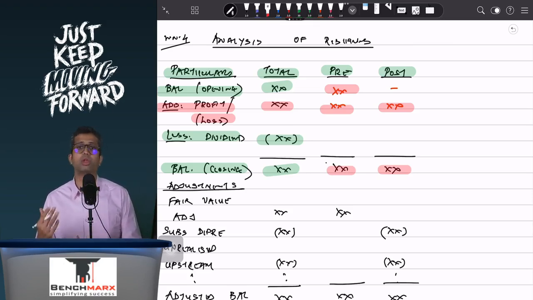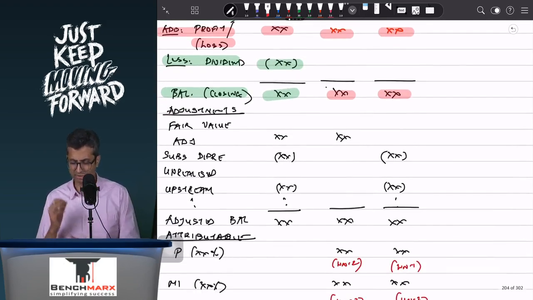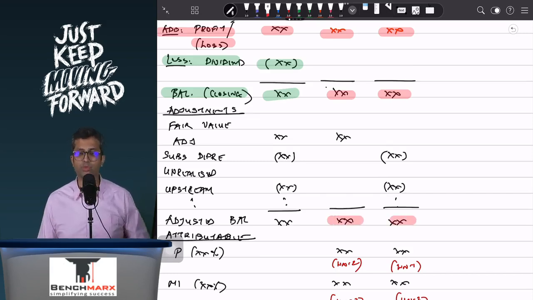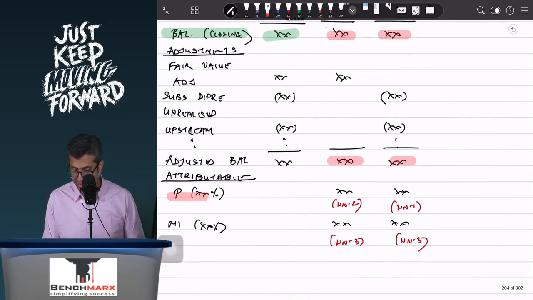Now, there might be a lot of other adjustments which we will study, like fair value adjustments, depreciation, various adjustments, and then you will come to the adjusted balance. This adjusted balance will be attributable to whom? Sir, to parent and minorities, and hence you will attribute this to parent and minority, for example 80-20.